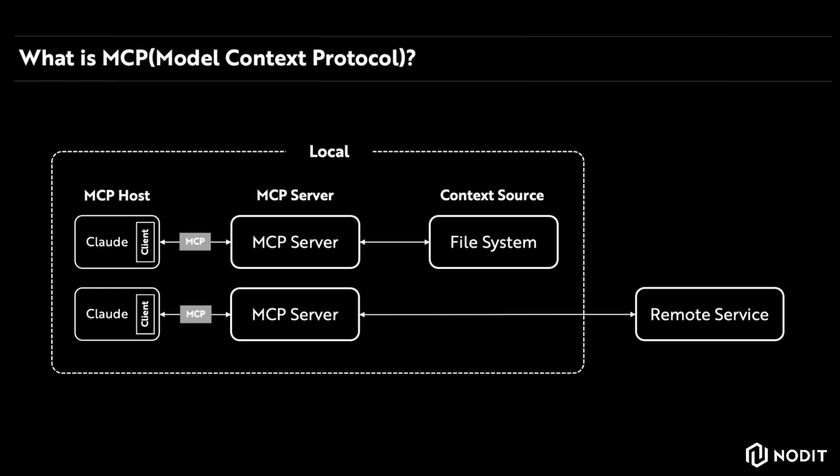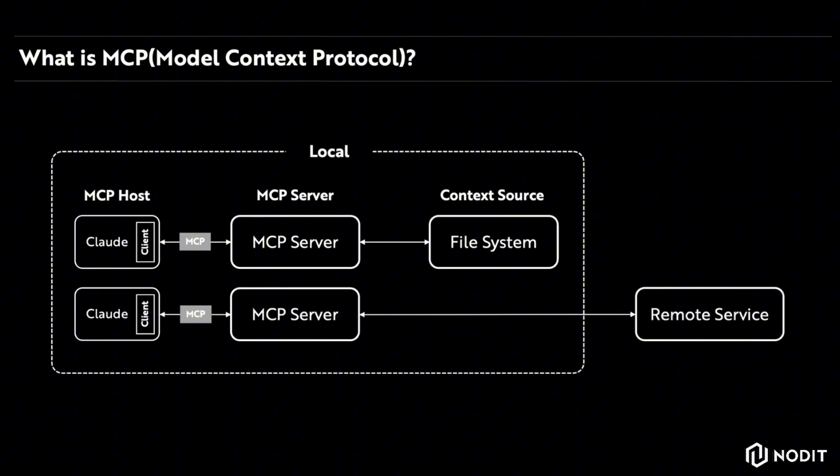The MCP server plays a central role. It's responsible for handling every request for context, whether that context comes from local files or external services. Essentially, it acts as a dispatcher that finds the right information the model needs at the right time.